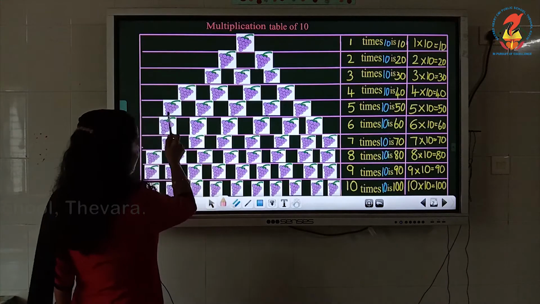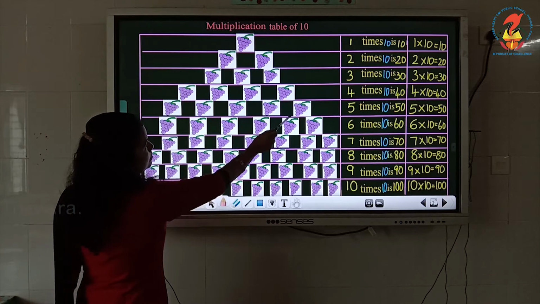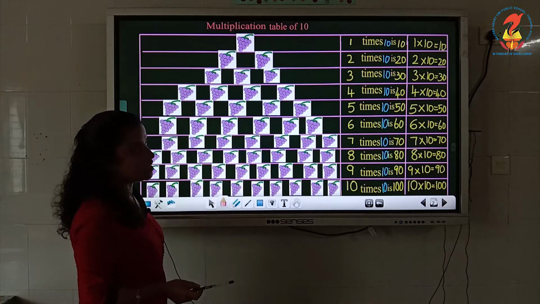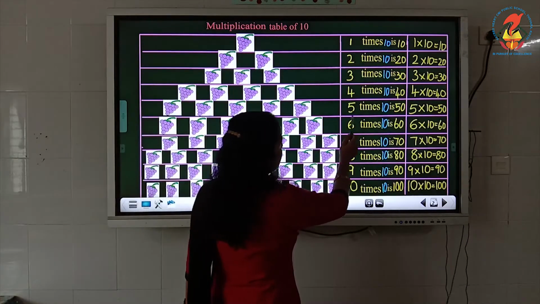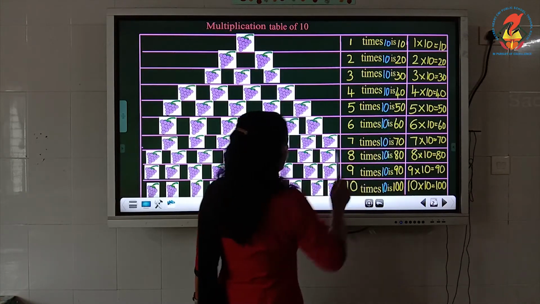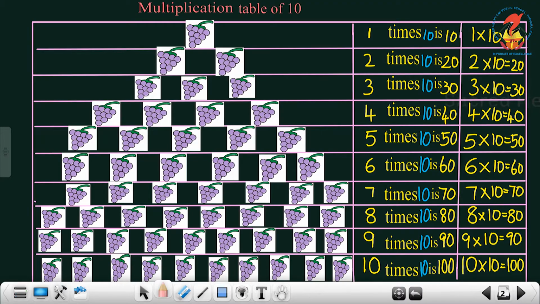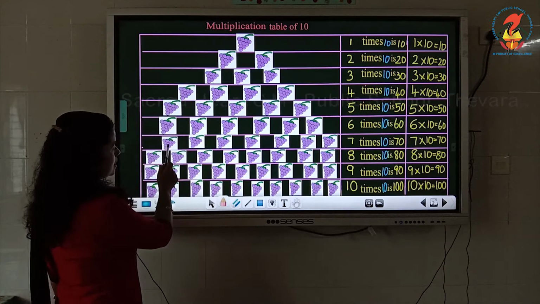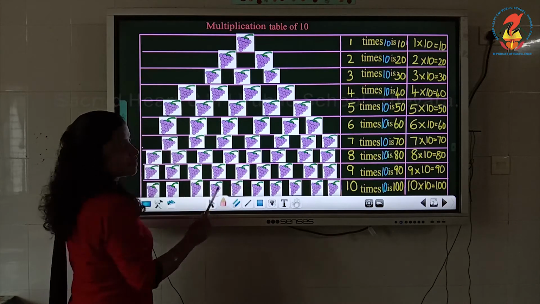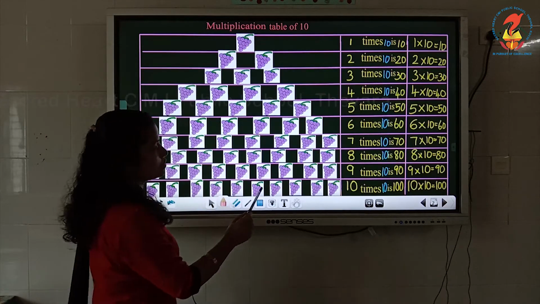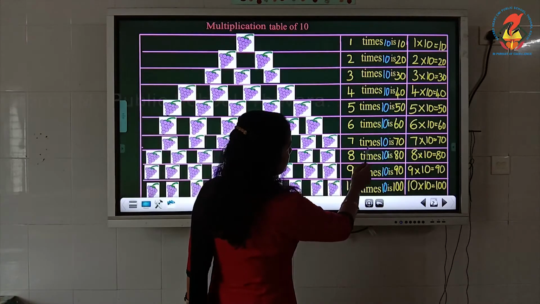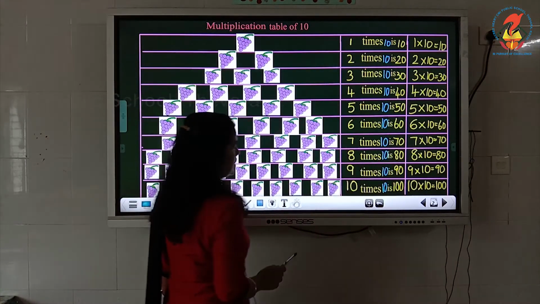In the fifth box you can see 5 groups of 10 grapes each. So we will write 5 times 10 is 50. In the sixth box you can see 6 groups of 10 grapes each. So we will write it as 6 times 10 is 60. And in the seventh box you can see 7 groups of 10 grapes each. So we will write it as 7 times 10 is 70.